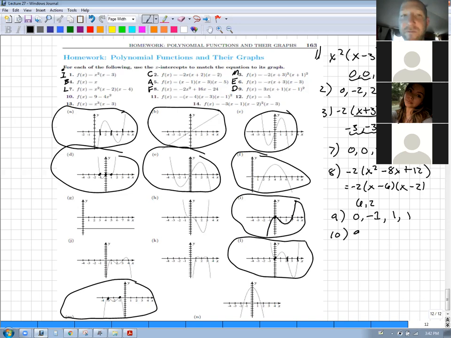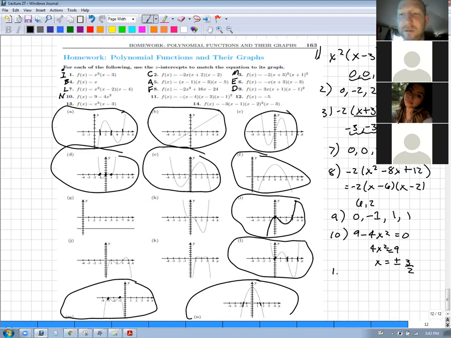All right, number 10, 9 minus 4x squared. Where's this thing equal to 0? Let's just set it equal to 0 and solve. So we get 4x squared is 9, or x would be positive or negative 3/2. So it's crossing at positive and negative 3/2, which is this one. 3/2 is 1.5, so it's crossing those two. So this one would be N.